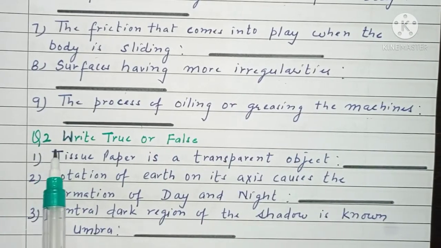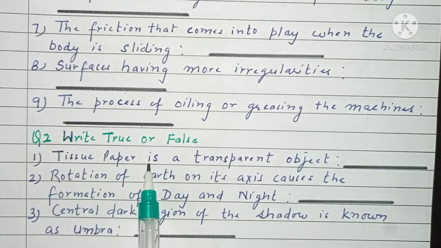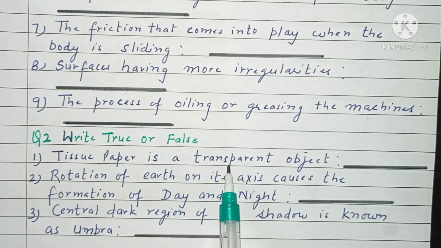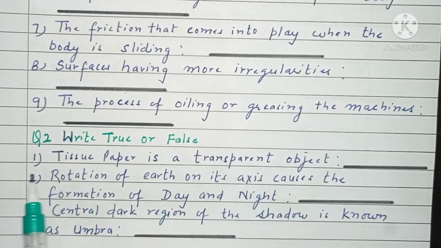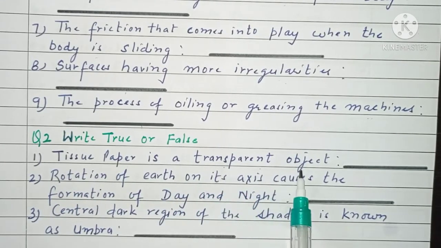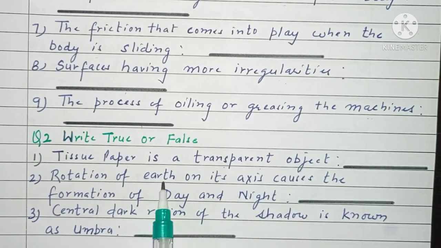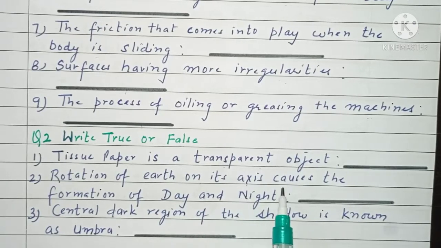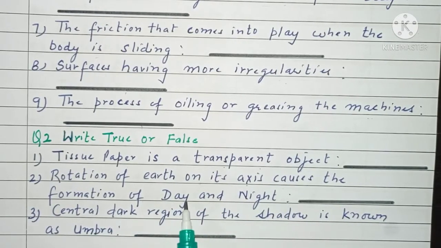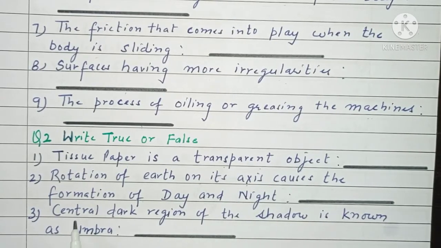In question number 2, you have to write down true or false. So, understand the statement properly and then tell whether the statement is true or false. Number 1, tissue paper is a transparent object. Number 2, rotation of earth on its axis causes the formation of day and night. Number 3, central dark region of the shadow is known as umbra.